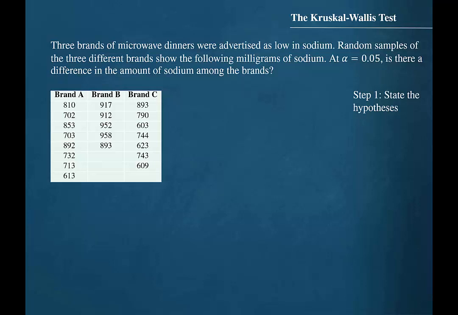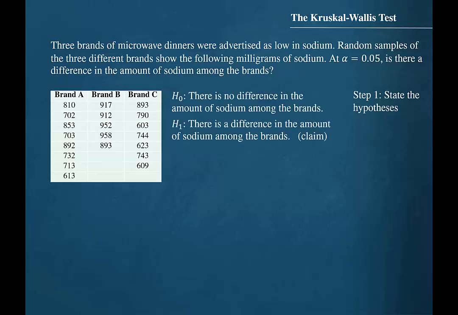Step 1 is to state the hypotheses. The null hypothesis is there is no difference in the amount of sodium among the brands. The alternative hypothesis is there is a difference in the amount of sodium among the brands. The claim in this case is in the alternative hypothesis.